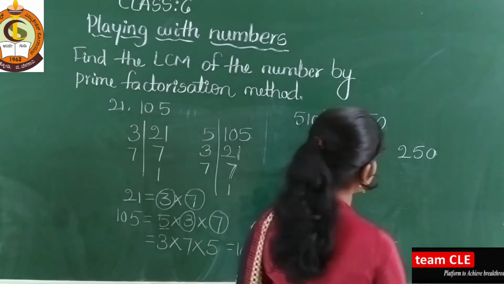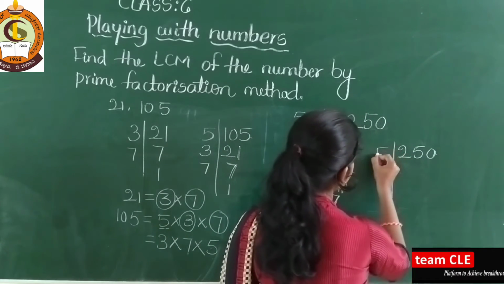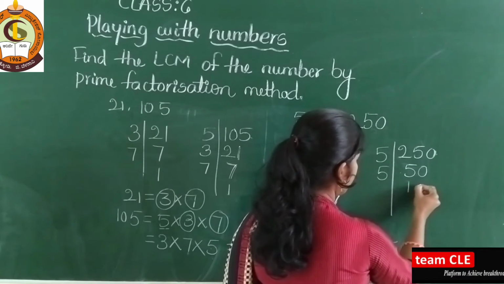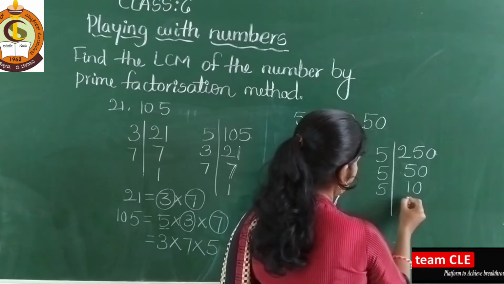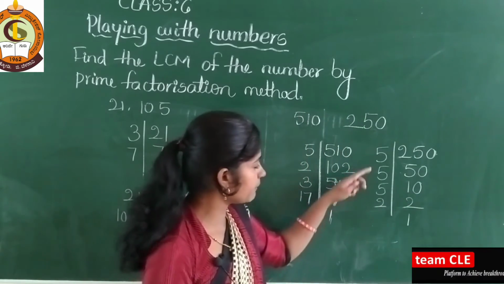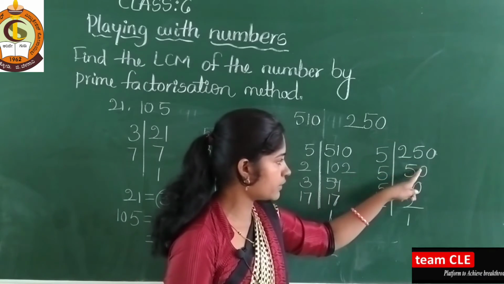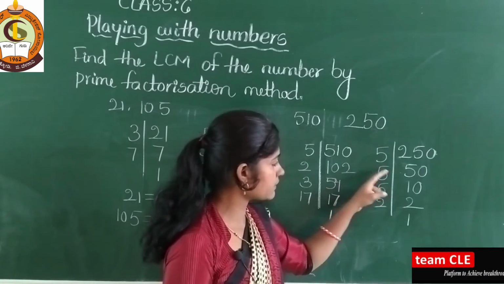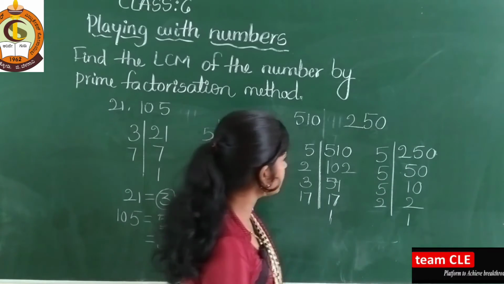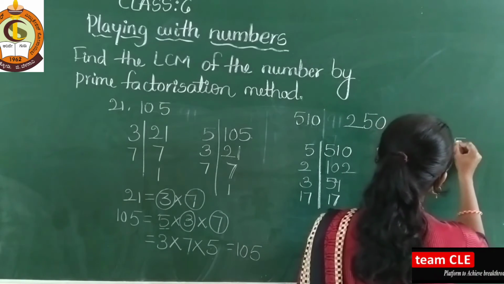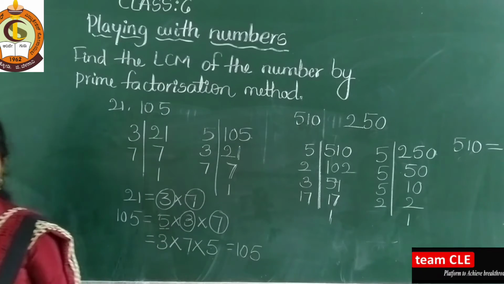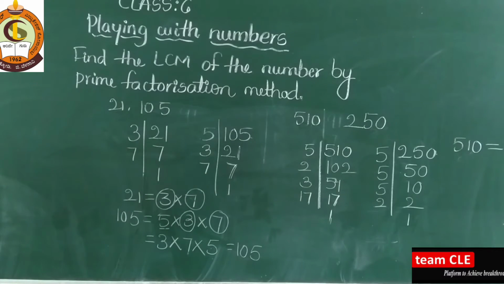Next you take here 250. Take 5 fives are 25 and here 0. Again you take 5 tens are 50. Again you take 5 twos are 10 and 2 ones are 2. I hope you are getting my point. 5 fives are 25 and this 0 you keep as it is. Next 5 tens are 50, 5 twos are 10, 2 ones are 2. So let us see here, the factors of 510 are 5, 2, 3 and 17.